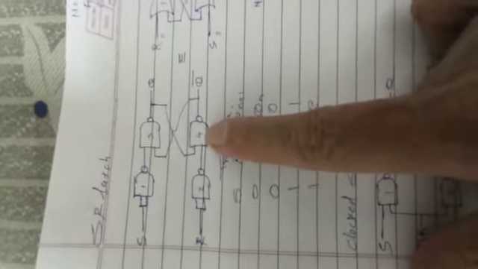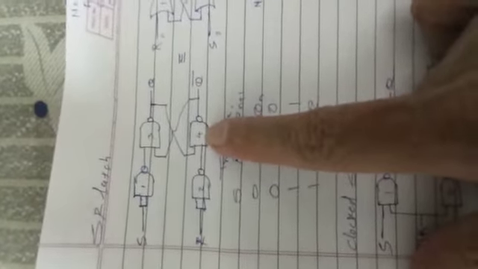Now if you assume Q is 1 and Q bar is 0, then both inputs of NAND gate 4 will be 1, and because of that its output will be 0. Here this 0 and this 1, so the output of this NAND gate will be 1. So we assume Q and Q bar are 1, 0, and it remains in the same state.